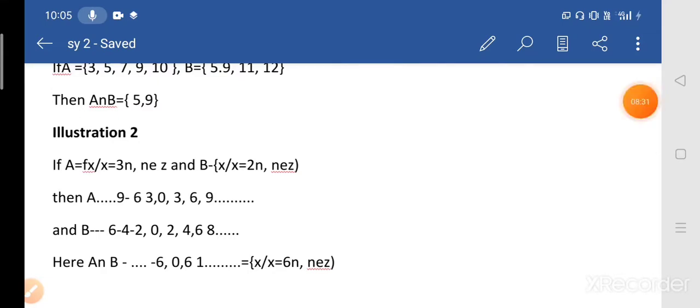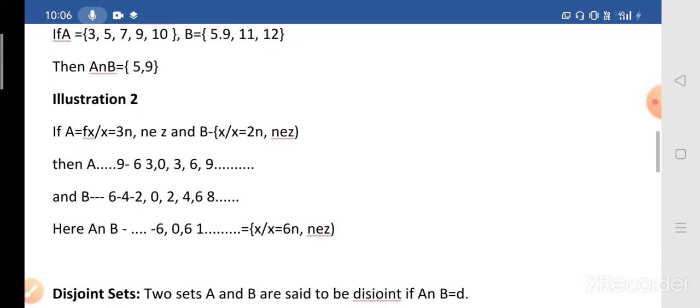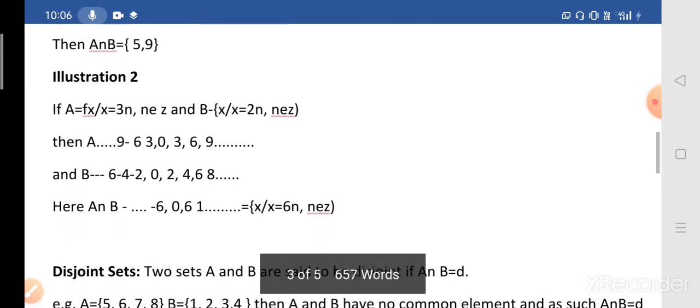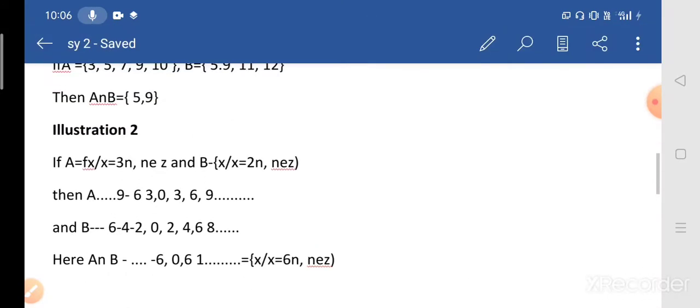Therefore, this is only the even numbers in A; the common elements are 0, 6, 12, and so on. These are integers of the form 6 times n, that is, the set of x such that x equals 6n, where n belongs to Z. Therefore, this is the simple intersection of the elements.